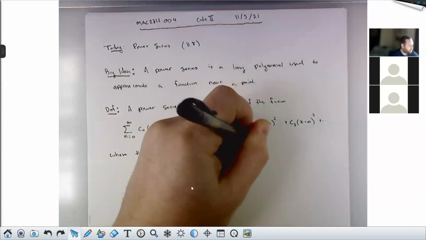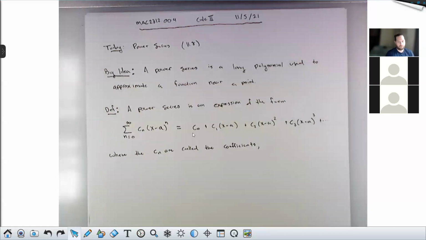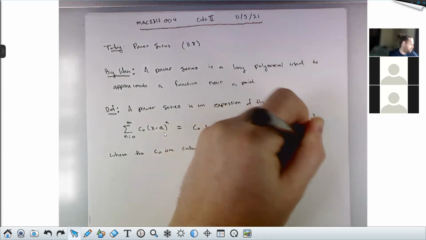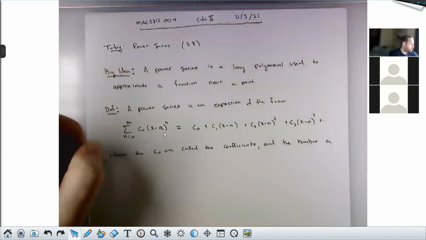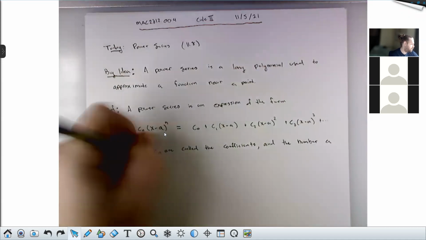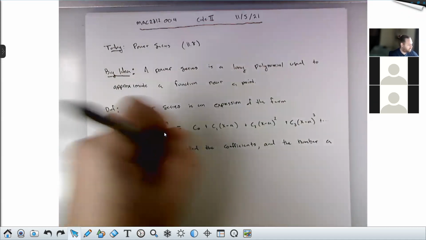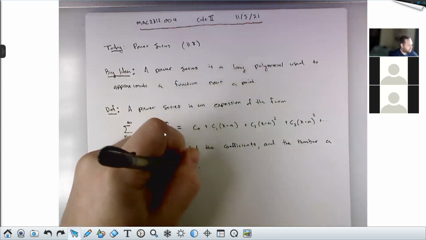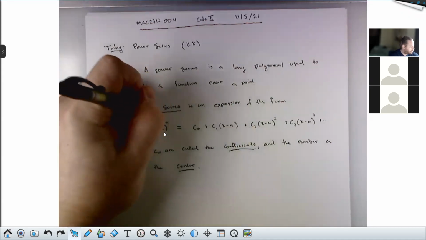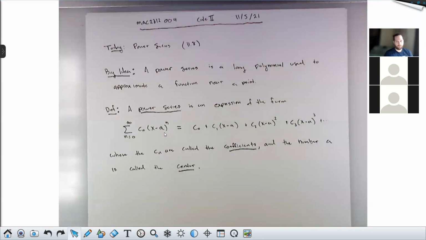Just like when you talk about polynomials, right? The numbers that multiply the x's are called coefficients. The number a here is called the center. So these are the animals we're going to be messing with.